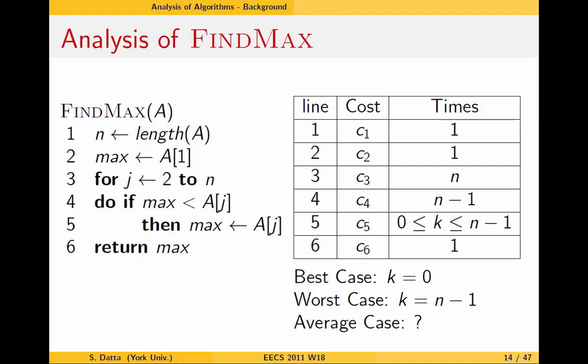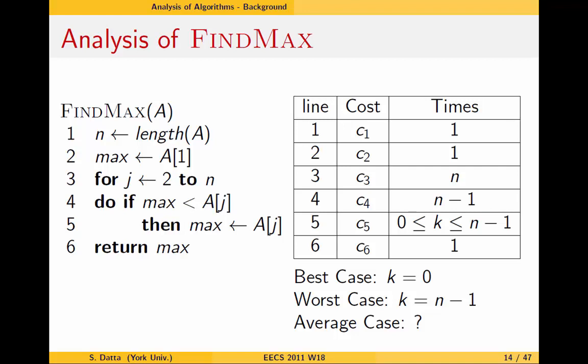Okay, so now what is the total runtime? I'm going to take the product of the last two columns and just sum it up. The first line has cost C1 times 1. The second line has cost C2. It's executed once, so C2. The third line is executed n times. The cost is C3. So the final time is going to be C1 plus C2 plus C3 times n plus C4 times n minus 1 plus k times C5 plus C6. Okay?